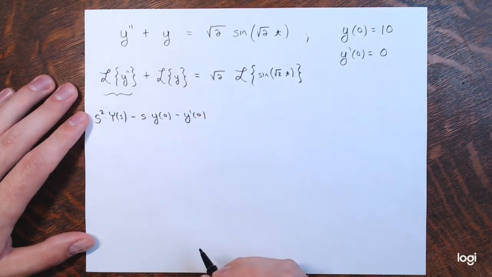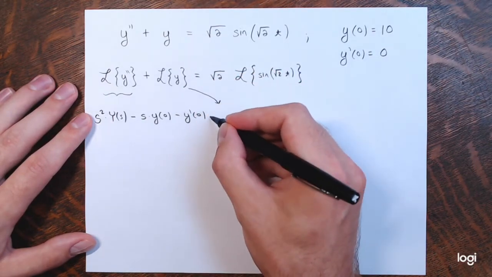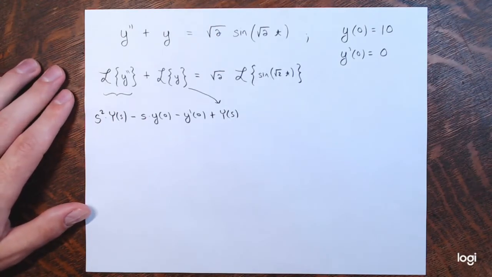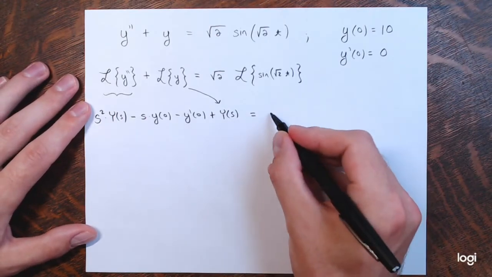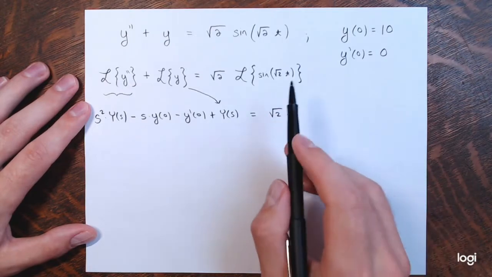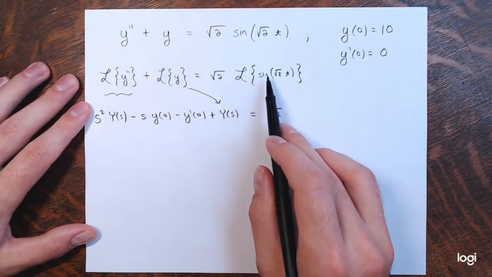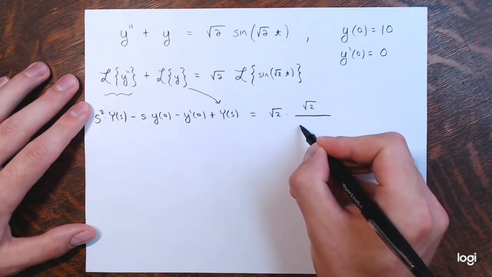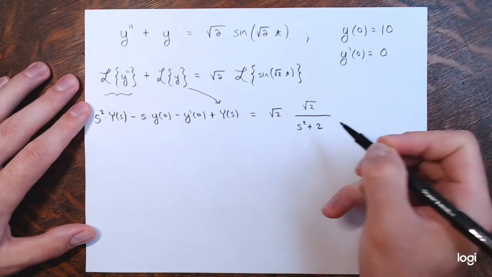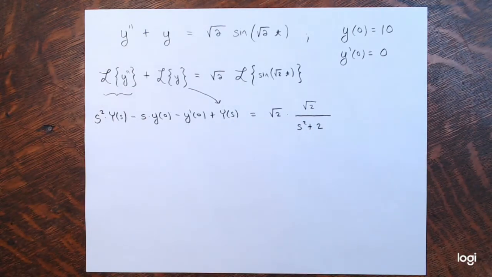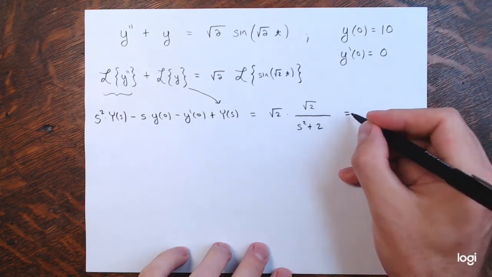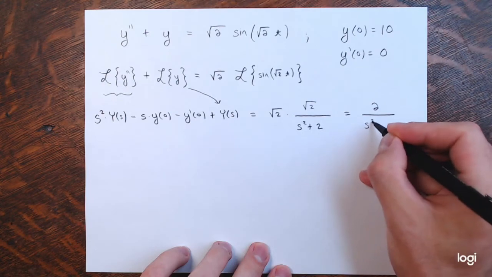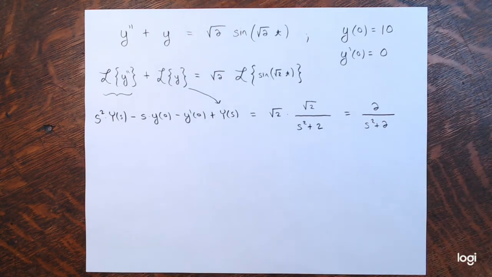Right. And then this is just Y of s, right? The Laplace transform of y, I'm calling capital Y of s, equals the square root of 2 times, now remember the Laplace transform of the sine of kt was k divided by s squared plus k squared, right, where k here is the square root of 2. And then having the two square roots of 2 in the top, make that just 2 over s squared plus 2. Okay.